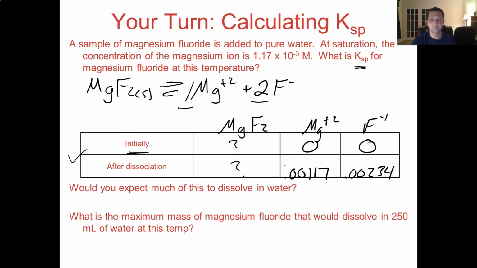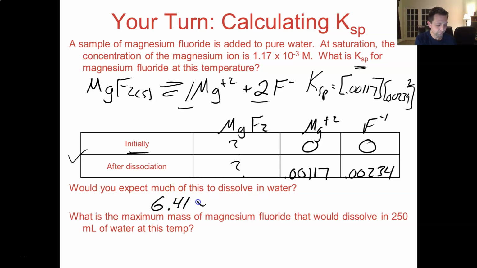So what's the Ksp value? Ksp, I had the expression here before I erased it. Ksp is the concentration of magnesium, 0.00117, times the concentration of fluoride, 0.00234, squared. Okay, so 0.00117 times 0.00234 squared, and that gives me a Ksp value of 6.41 times 10 to the negative 9th.